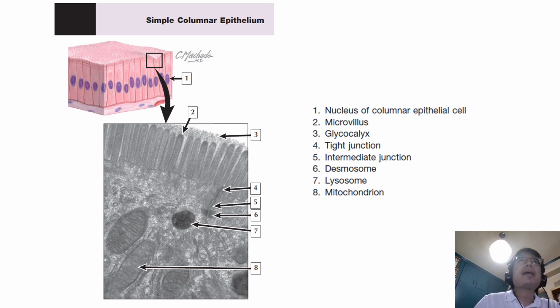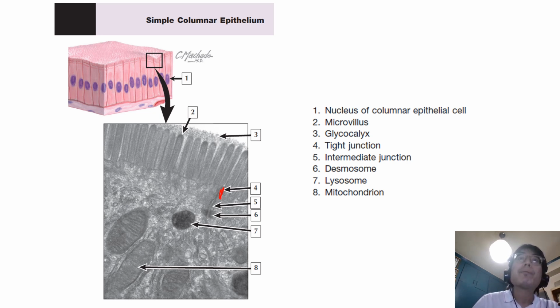This is a schematic now of simple columnar epithelium and an electron micrograph of the brush border of two enterocytes in the small intestines. Dissecting first again the different labeled parts here. Number 1 is a nucleus of a columnar epithelial cell. Number 2, seen in EM only, is a microvillus. 3 is the glycocalyx. The glycocalyx is on top of each microvillus. And fourth is the tight junction.